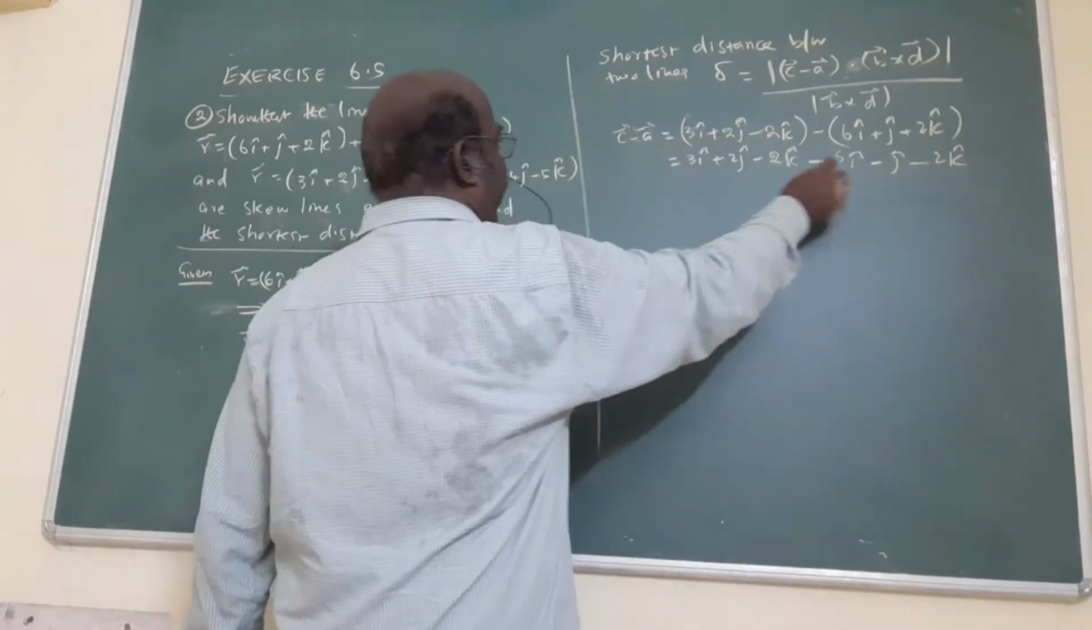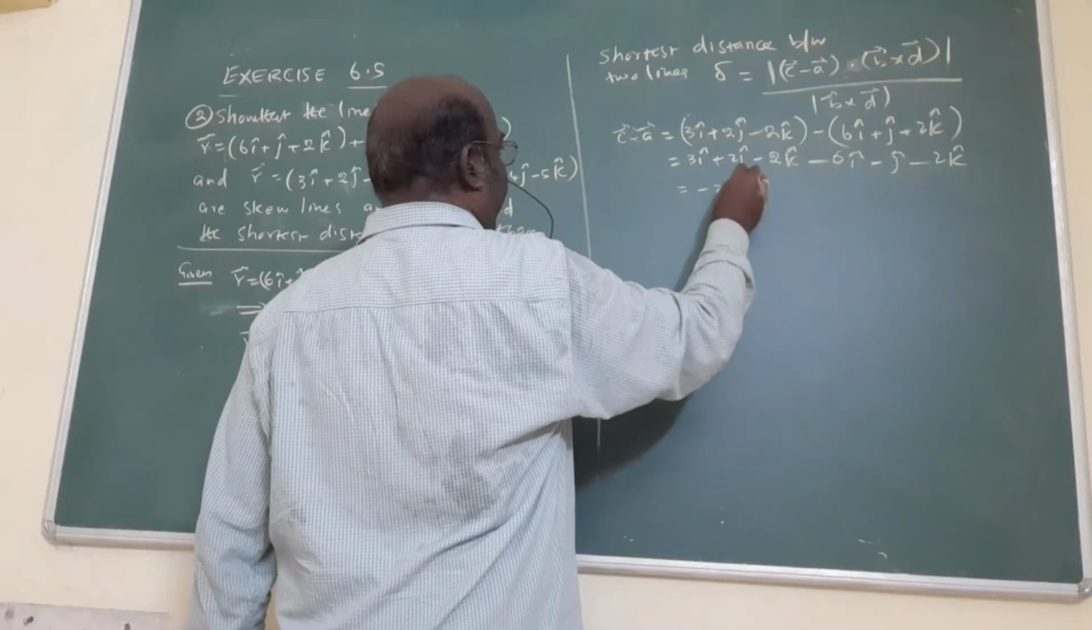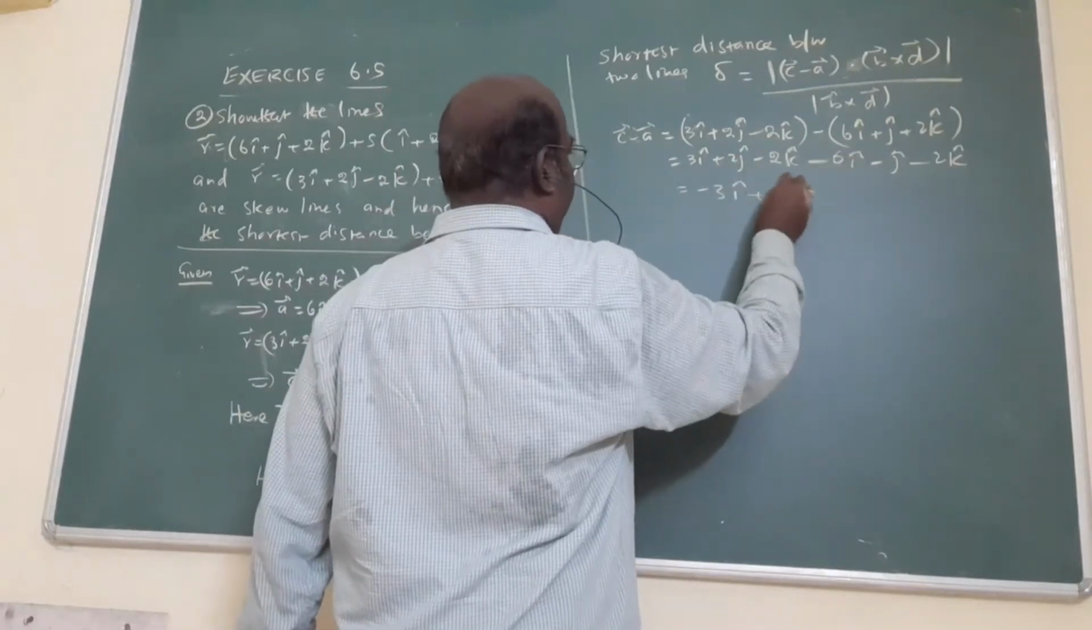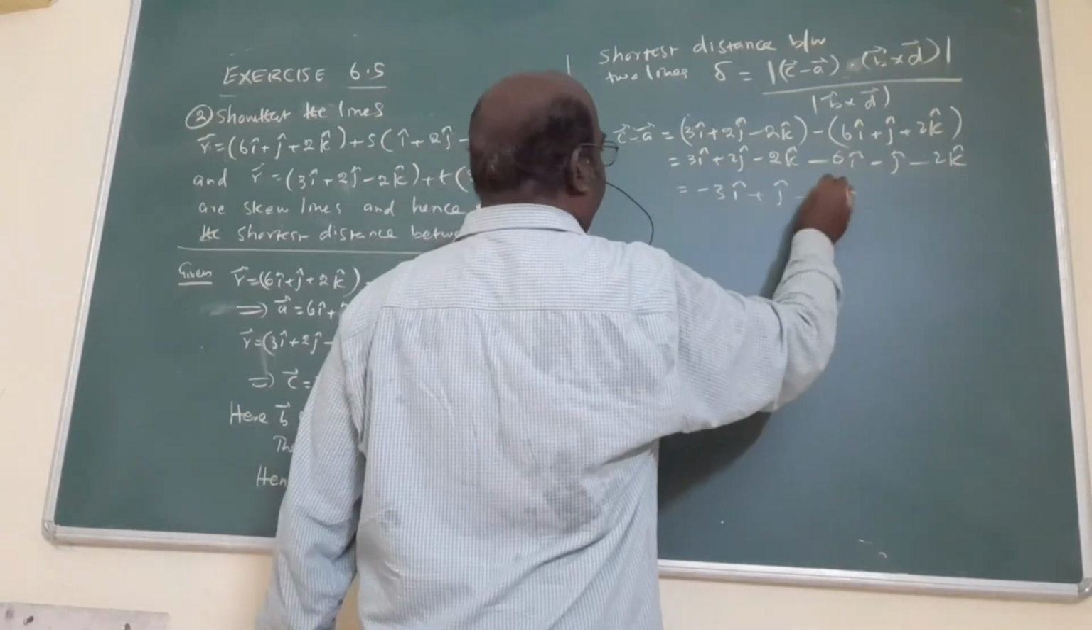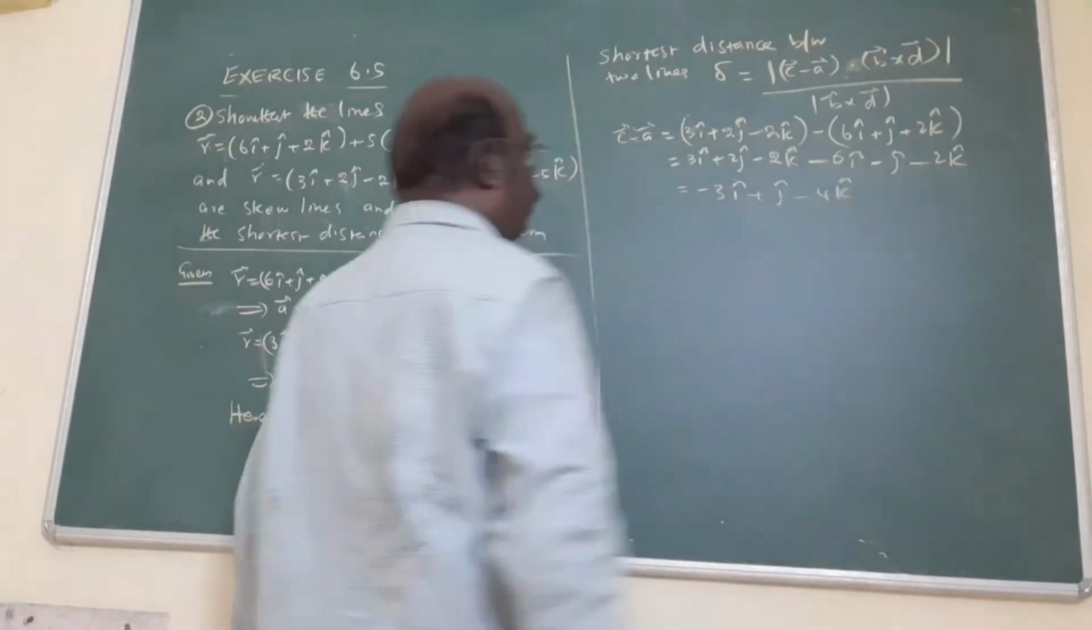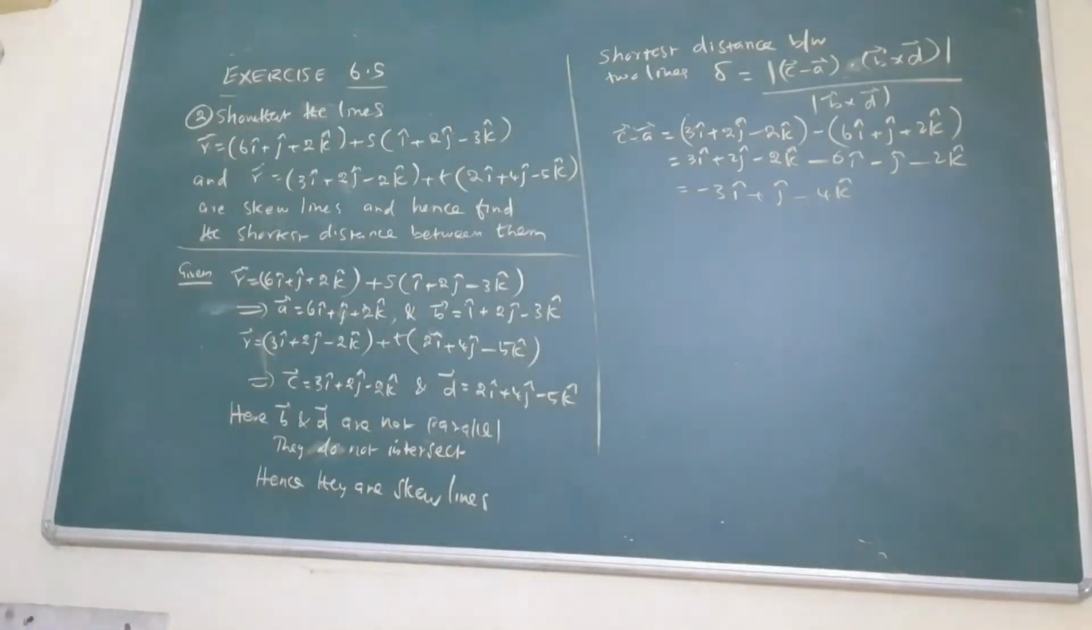Now cancel I with I, that is minus 3I cap. J with J, only J cap. K with K, minus 4K cap. In this way, you will find C minus A vector. Write the formula clearly. That's why I am writing C minus A vector as minus 3I plus J minus 4K. Now you will find B cross D.